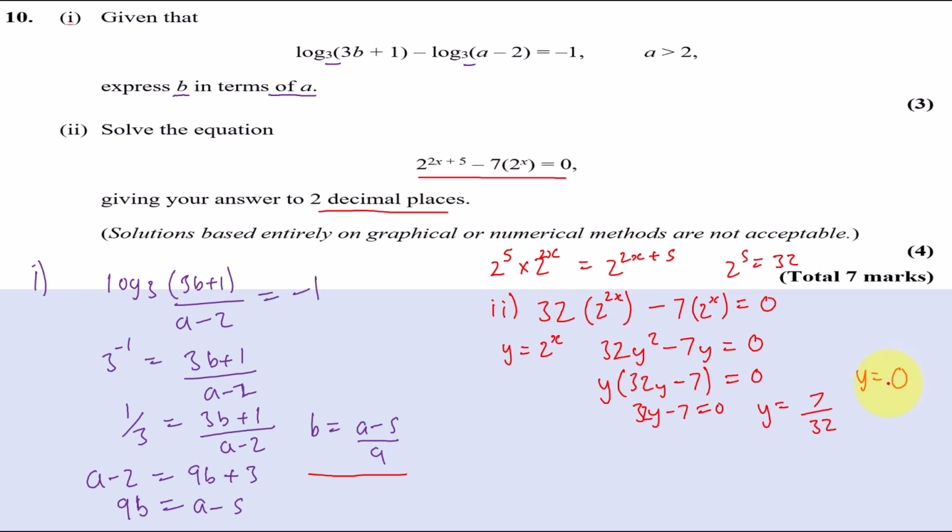But let's say give your answer to 2 decimal places. So let's do that. Now I'm going to show you why y does not equal 0 right now, because of log laws. Because remember, y equals 2 to the x, so we cannot log below 1. So we just have to solve 7 over 32 equals 2 to the x.